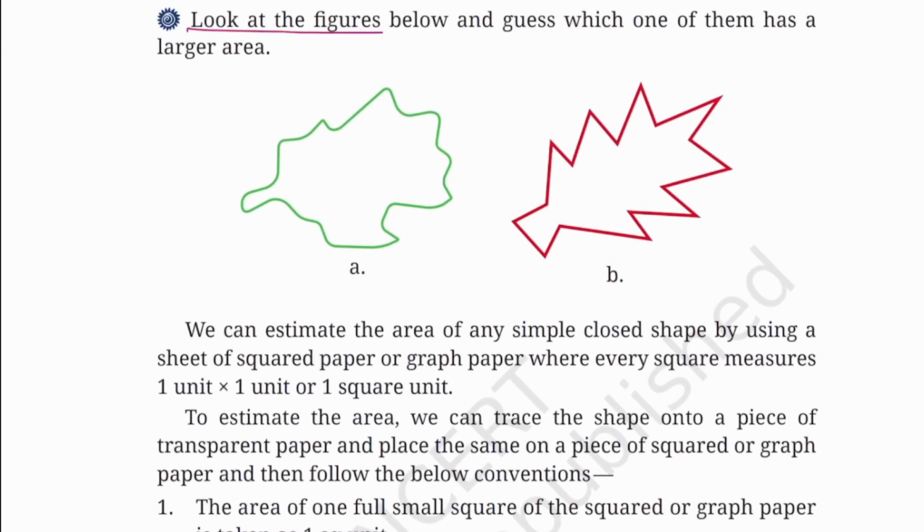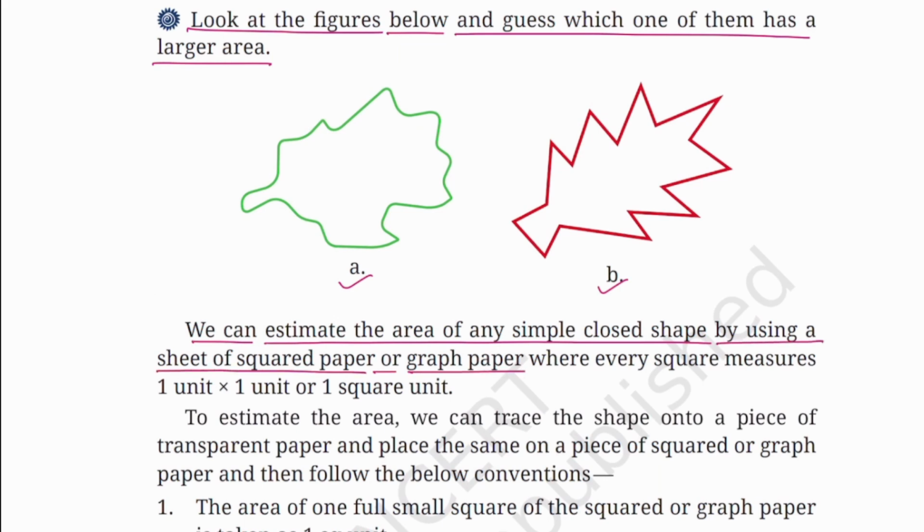Look at the figures below and guess which one of them has a larger area. A, B. We can estimate the area of any simple closed shape by using a sheet of squared paper or graph paper where every square measures 1 unit into 1 unit or 1 square unit.